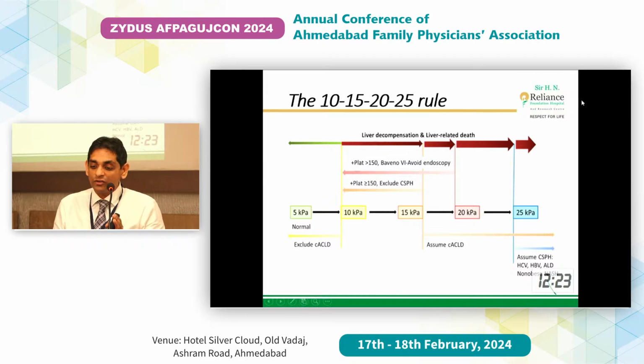You will come across this gradient if you can see the cursor. So if my HVPG is 5 and below, I will say normal. So that means they don't have any advanced chronic liver disease, but compensated. Suppose my value is between 10 and 5, why do I say 10? Because I know that person has clinically significant portal pressure.